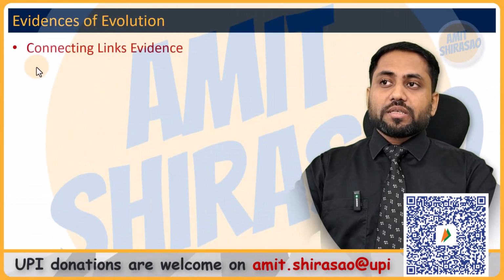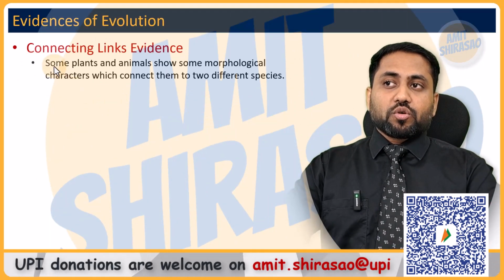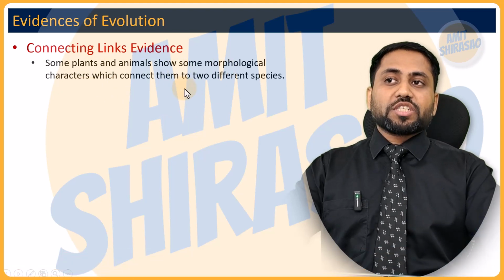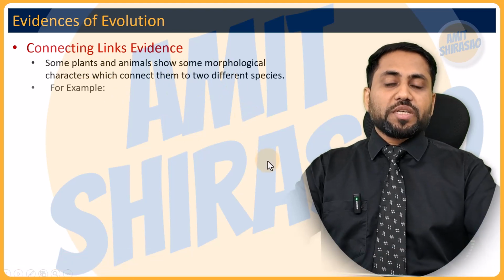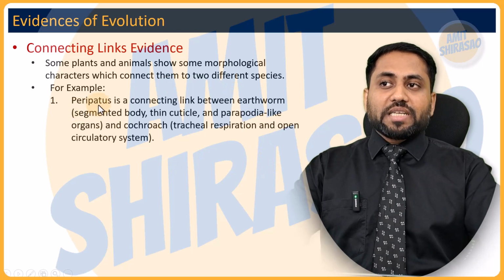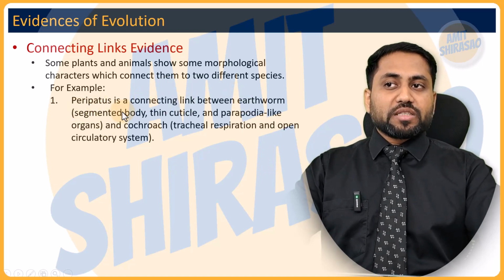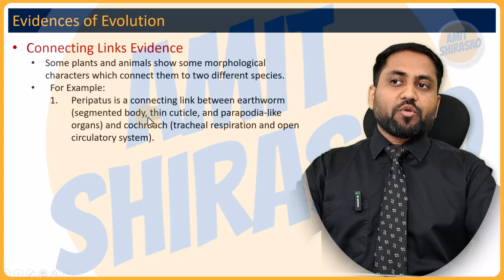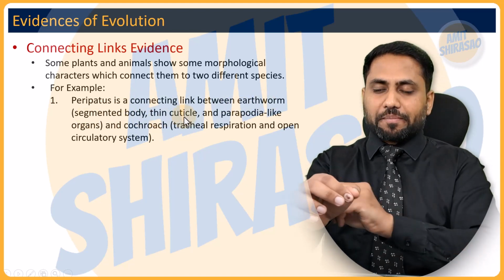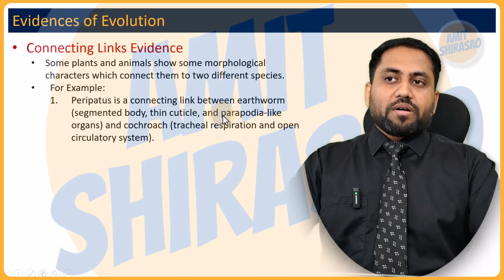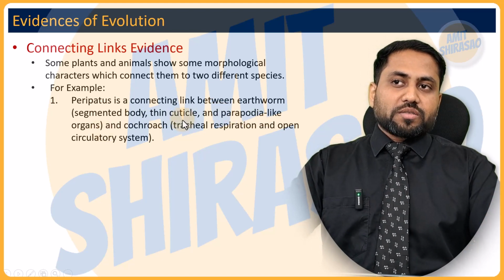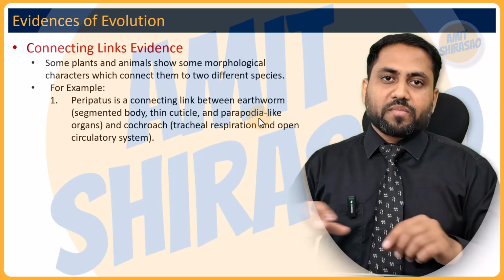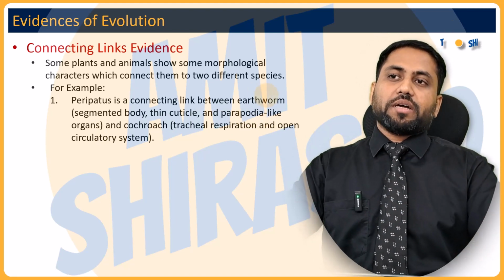Another evidence is connecting links. Some plants and animals show morphological characteristics which connect them to two different species. For example, peripatus is a connecting link between earthworm and cockroach. Like an earthworm, it has a segmented body and thin cuticle. Cuticle means skin. It also has parapodia-like organs. Parapodia means hair-like organs for moving.